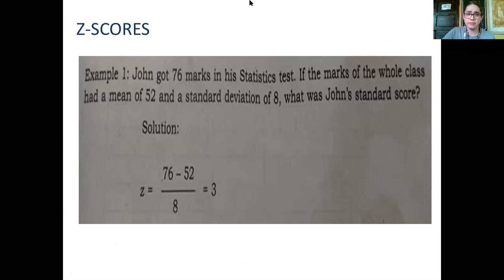Remember the formula? So identify first your score. Your score is 76. That's very obvious. So your x is 76. And then find your mean. Your mean is, of course, 52. It is mentioned in the given. And of course, your standard deviation based on the given is 8. Very easy. So you can now just substitute it here in the formula. Then you divide and simplify it, and that will give you 3. So I hope you can follow.